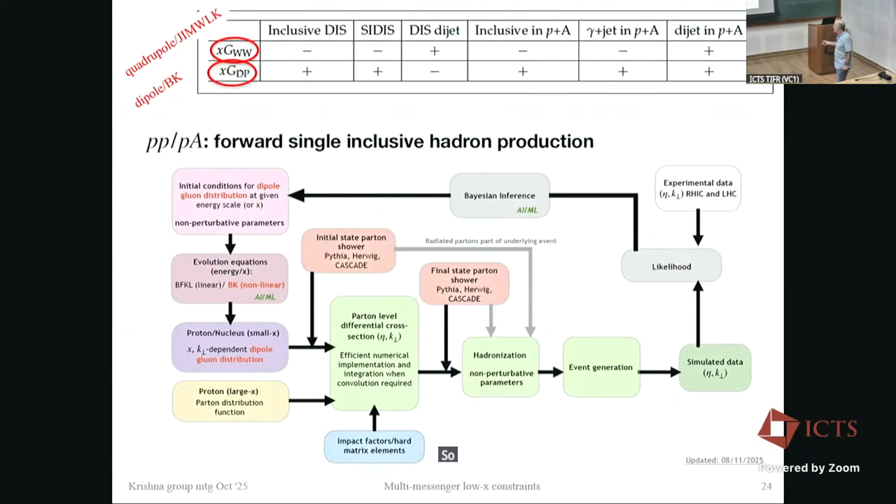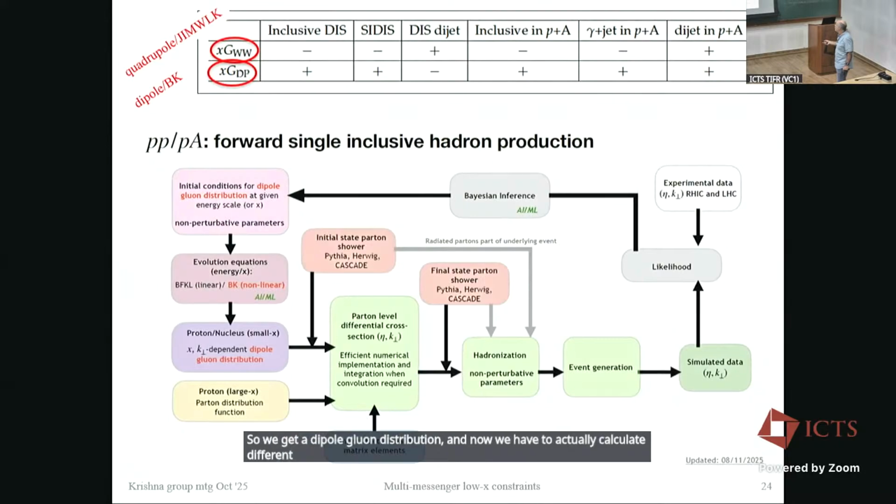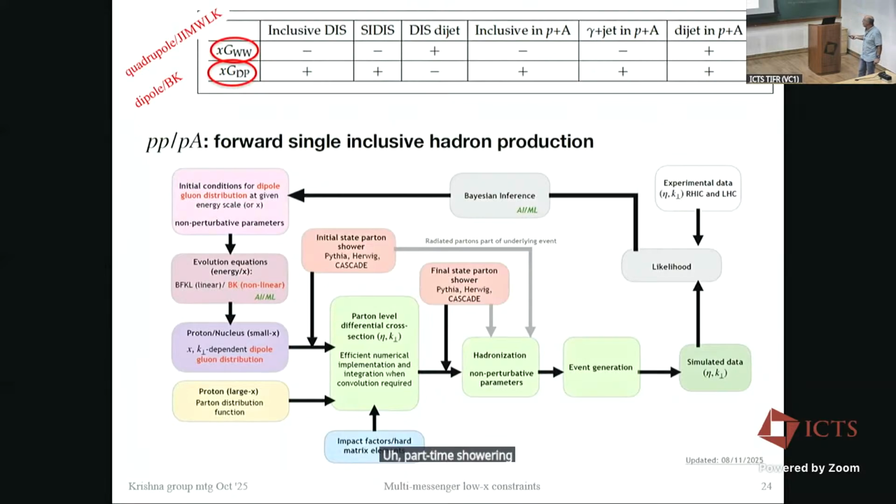So we get a dipole-gluon distribution. Now we have to actually calculate differential cross sections in proton-nucleus collisions that produce forward pi zeros. And along with hadronic collisions comes all the complication of initial state parton showering, final state parton showering, hadronization, various things we've talked about.